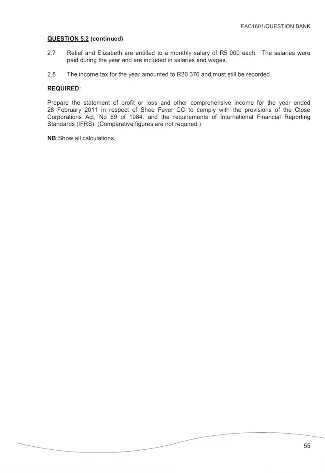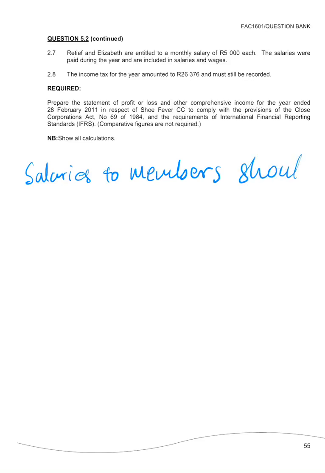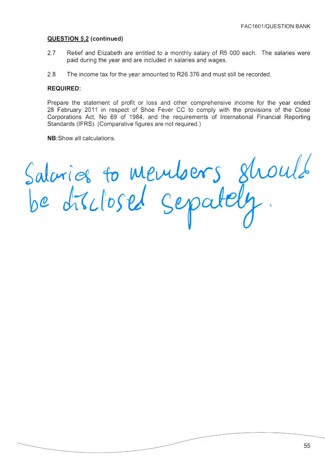2.7. Port Elizabeth is entitled to a salary of 5,000. Retif and Elizabeth, they're entitled to a salary of 5,000 each. Remember, we said the salaries to members should be disclosed separately. Are we together? So if they are included in the salaries, they should be taken out. Are we together? Then they are disclosed separately.